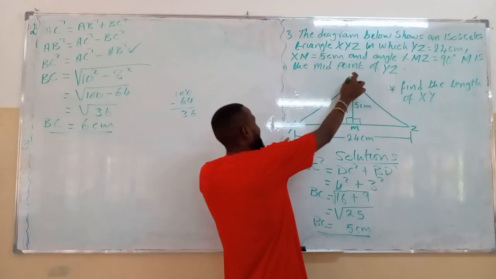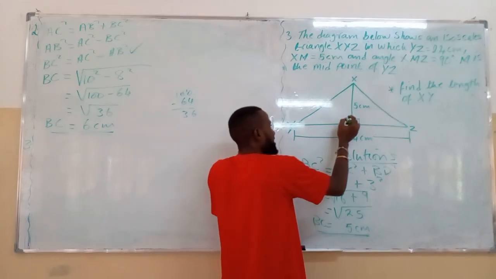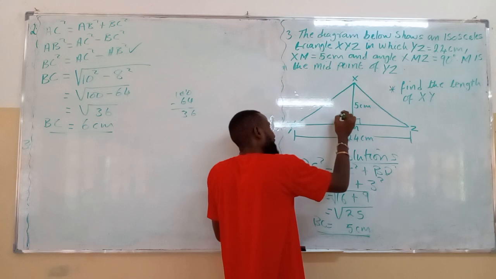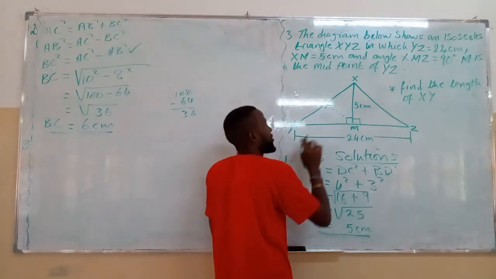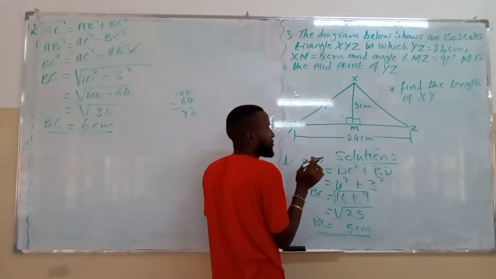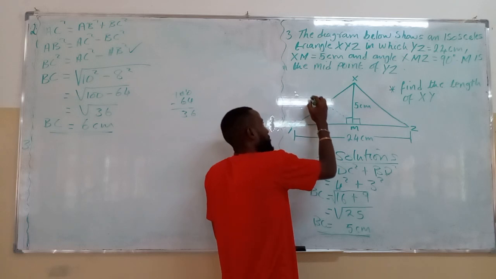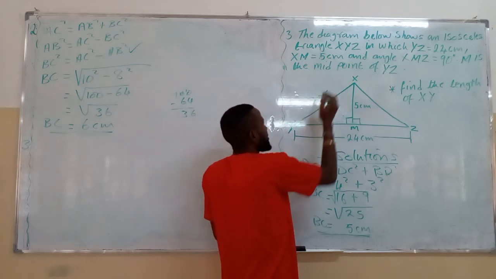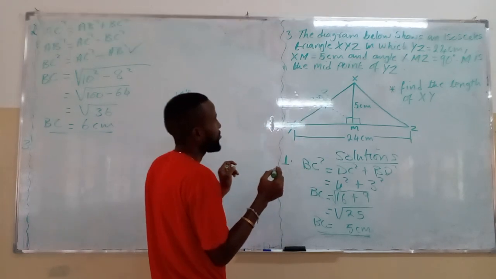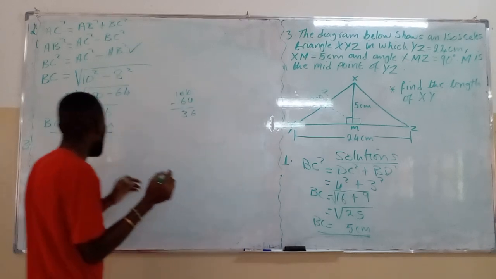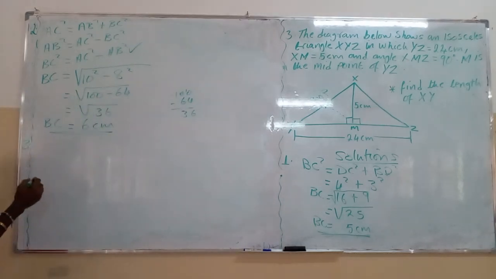So we need to find XY. If this is 90 degrees, what length are they asking us to find? This is called the hypotenuse. This is the hypotenuse, XY. So we can simply write the formula here.